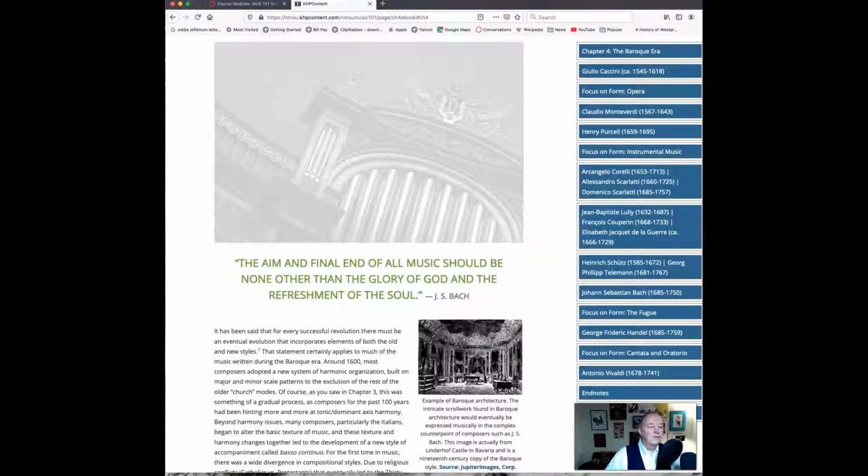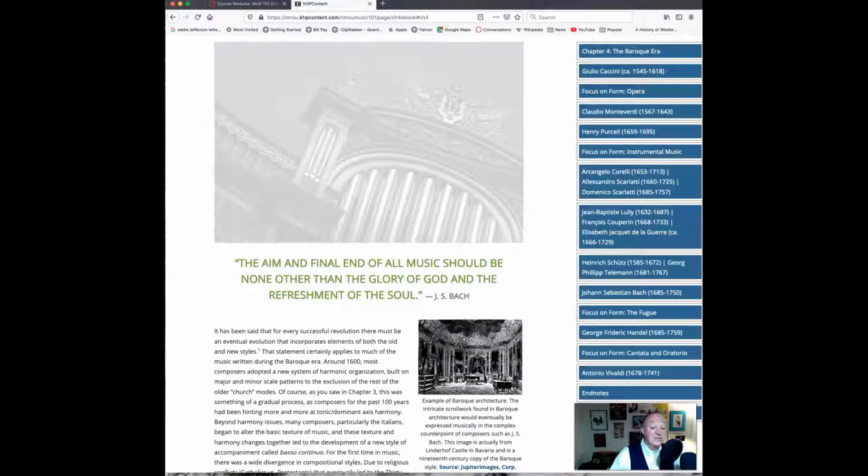Welcome to Chapter 4, the Baroque period. This is a very dramatic time of big changes in music, and we've laid the foundation with the first three chapters of where classical music, Western art music comes from, but this is really where what we still do today started. This is where we establish what's called tonic dominant axis harmony. Tonic, dominant, subdominant, the three chords you learned at the very beginning of the semester. This is where we really start to apply them.